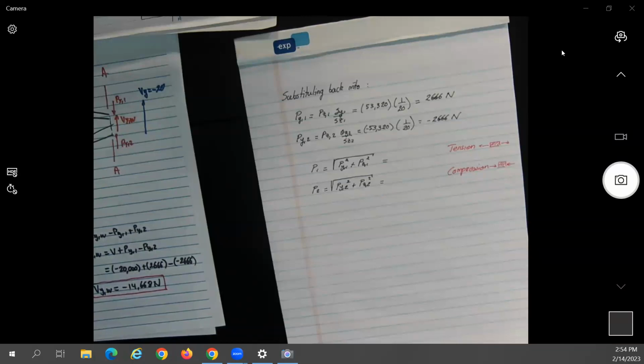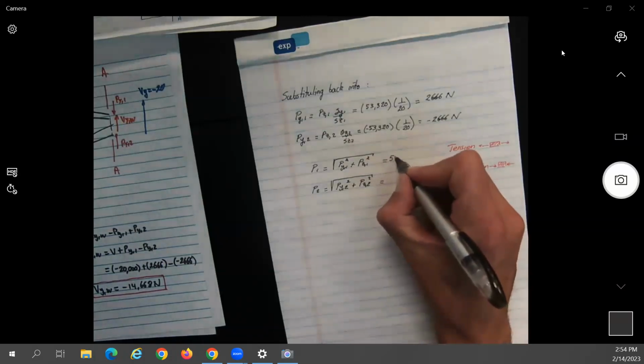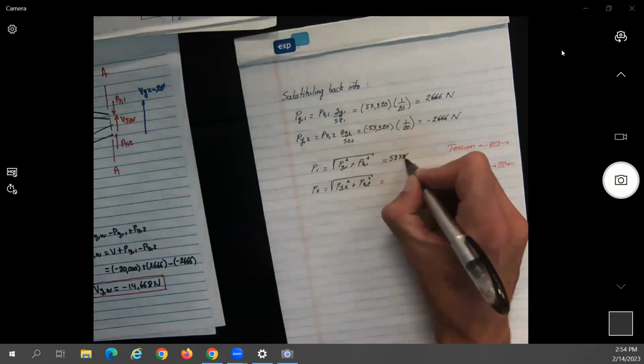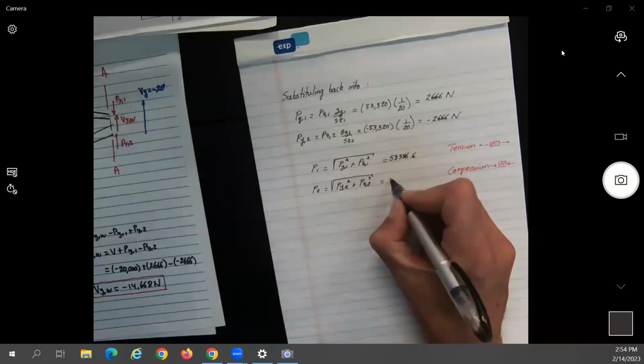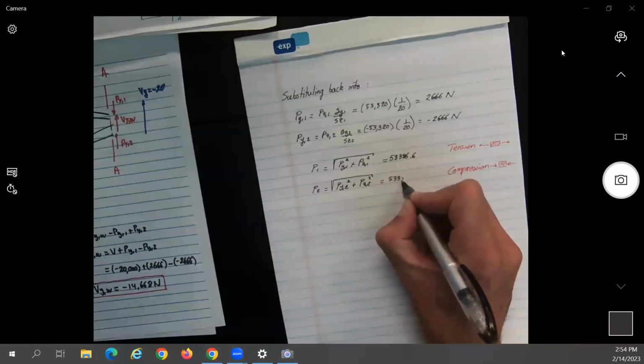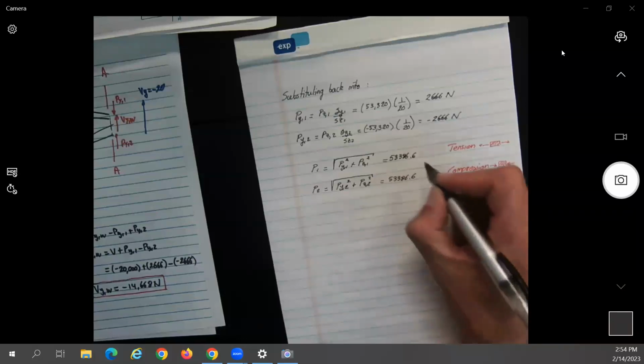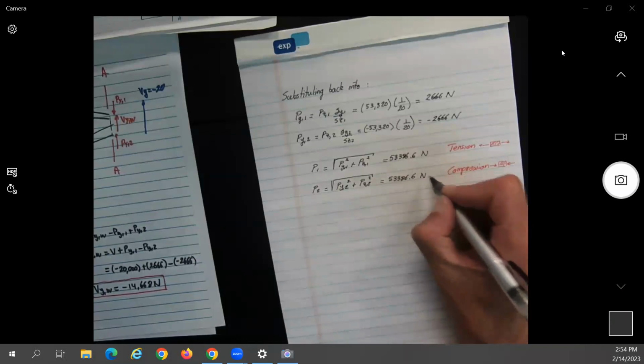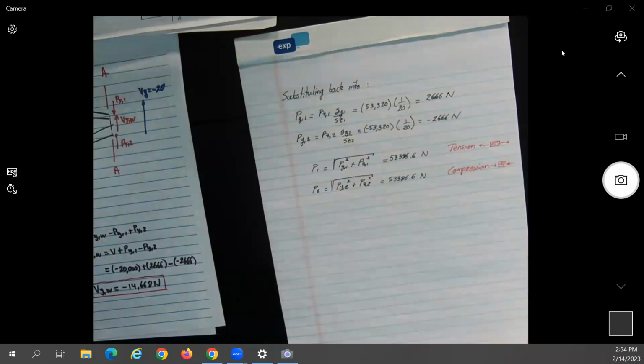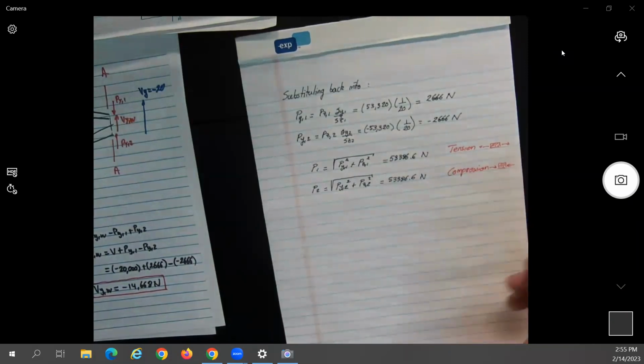Yeah, 3,386.6. 53,386.6? Yeah, about the same. Now they should be about the same. Those values are not that important, but just to know this stuff. So if it's in tension, they're on this form, and if there is compression, they will be on the other form.